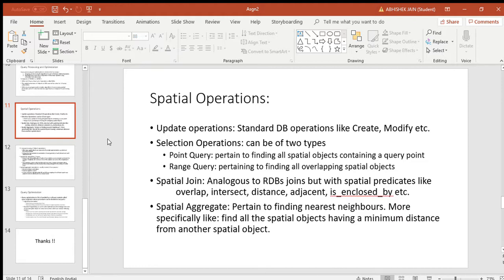Second, the range query, which pertains to finding all overlapping spatial objects. A sample query can be: given a list of rectangles, a user may ask to find all the pairs of the overlapping rectangles. Third spatial operation is spatial join, which is analogous to relational database joins, but with the spatial predicates like overlap, intersect, distance, adjacent, is enclosed by, etc. Fourth spatial operation is spatial aggregate, which pertains to finding the nearest neighbors. More specifically, like find all the spatial objects having a minimum distance from another spatial object.